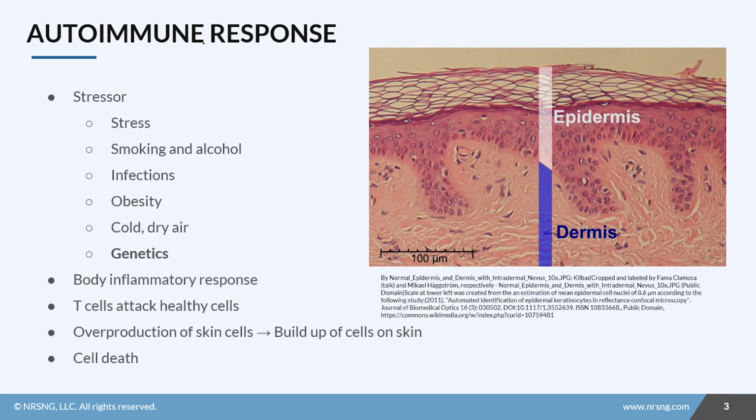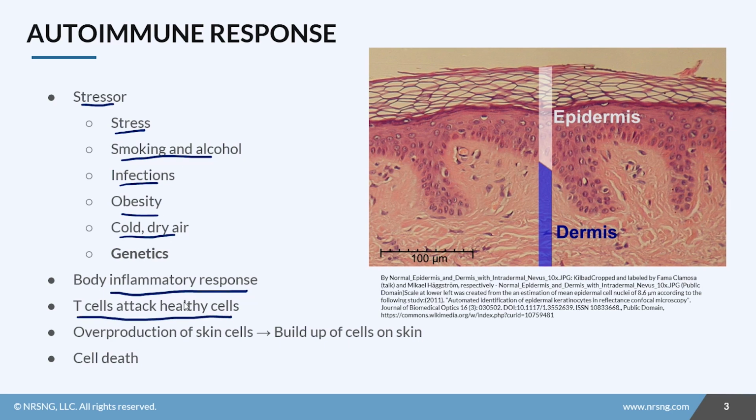So what happens is a stressor such as psychological stress, smoking, alcohol, infections, cold, dry air, or just obesity in general causes the body to react inappropriately in an autoimmune response. So the body's going to have an inflammatory response that's not normal, and it's going to result in the T cells attacking the healthy cells.